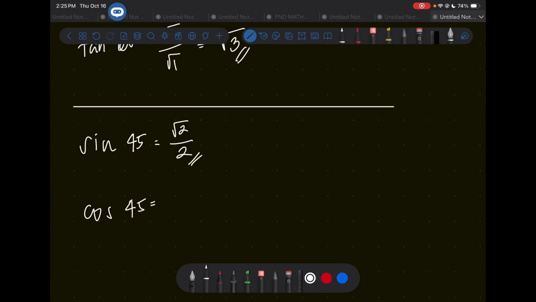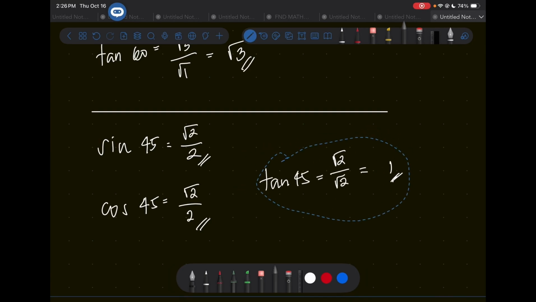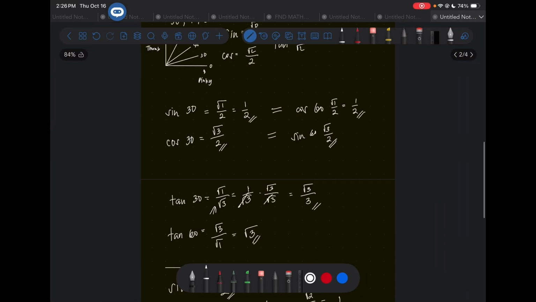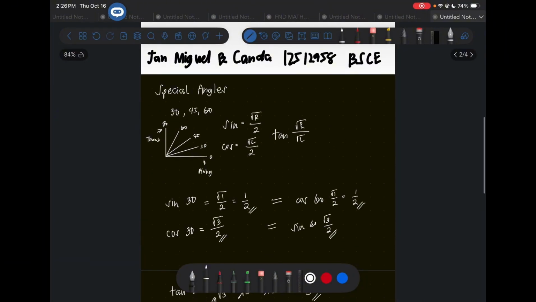How about cosine 45? It's going to be the same, the same fingers on your right and left. How about tangent? Since they have both the same amount of fingers, square root of 2 over square root of 2, it's going to be 1. That's your tan 45. Now we have delved into the sine, cosine, and tangent of 30, 45, and 60.